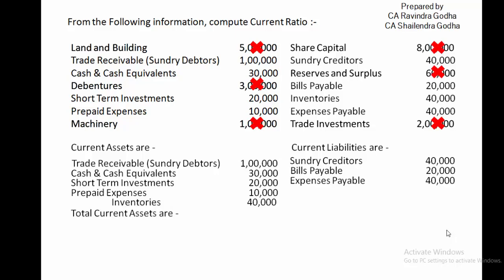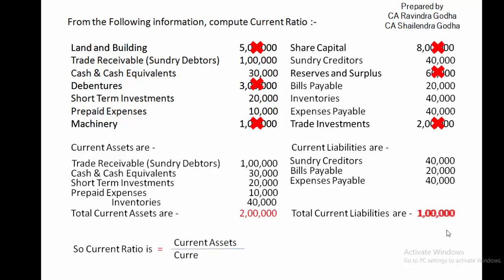So the current assets are 2 lakh and current liabilities are 1 lakh. So current ratio is current assets divided by current liabilities. Remember one thing, that each and every time, even in exam, you have to write its formula before solving. So current assets are 2 lakh divided by current liabilities, 1 lakh, and the answer is 2:1.